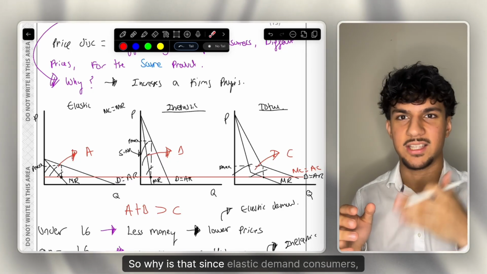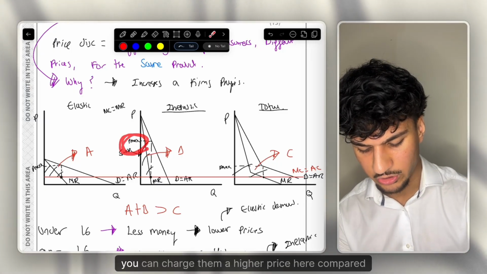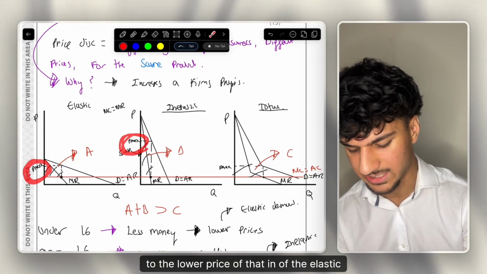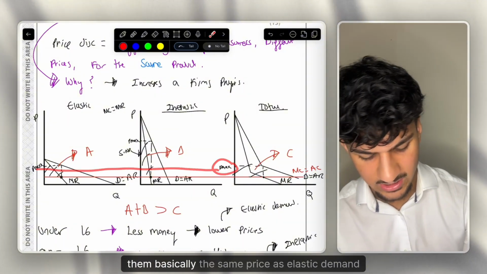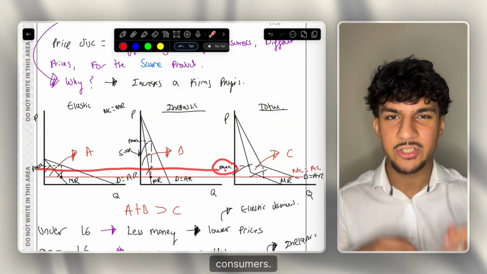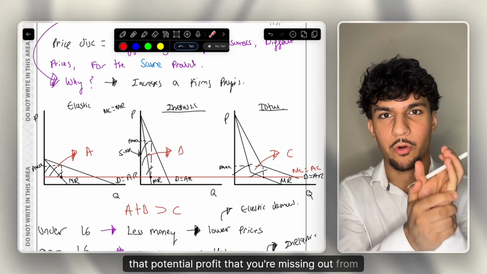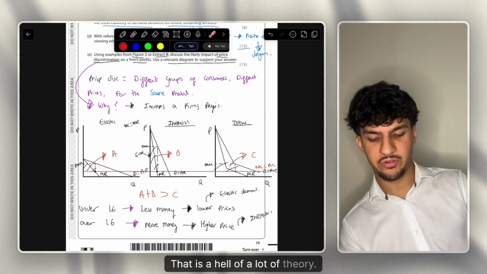So why is that? Since inelastic demand consumers are less responsive to a change in price, therefore, as you can see, you can charge them a higher price here compared to the lower price of the elastic demand consumers. Whereas, as we can see, in total, you have to charge them basically the same price as elastic demand consumers. So you miss out on that potential profit from inelastic demand consumers, since you're not charging them a high enough price. And that is a hell of a lot of theory.